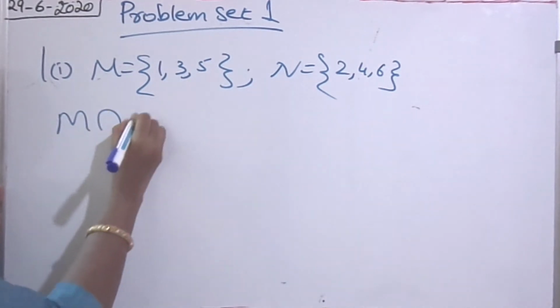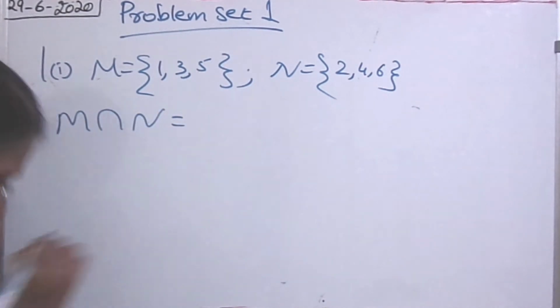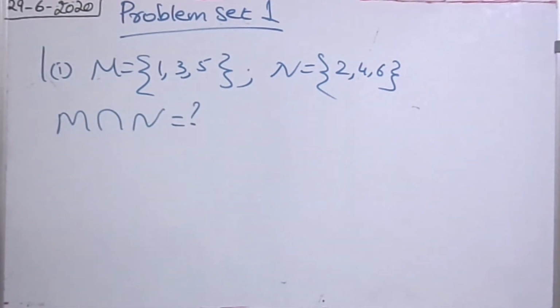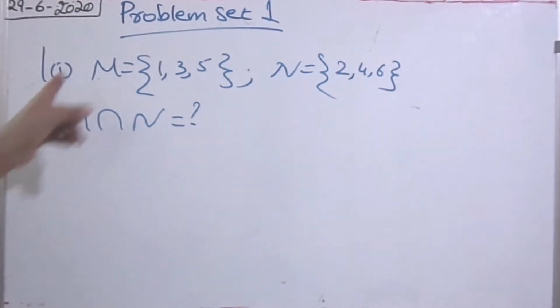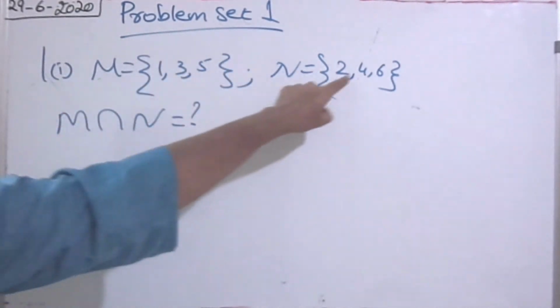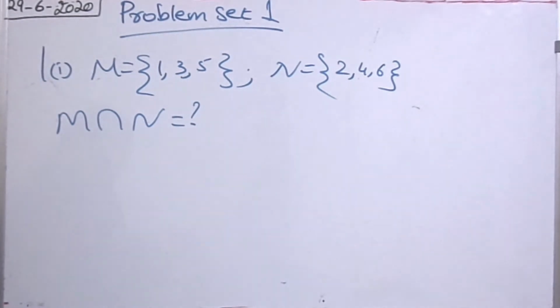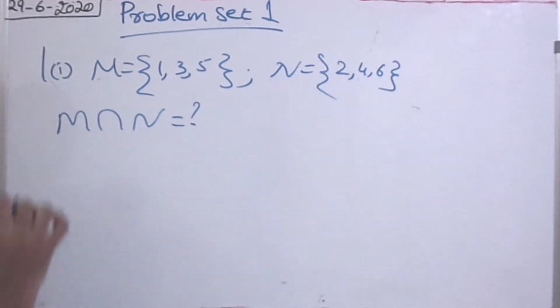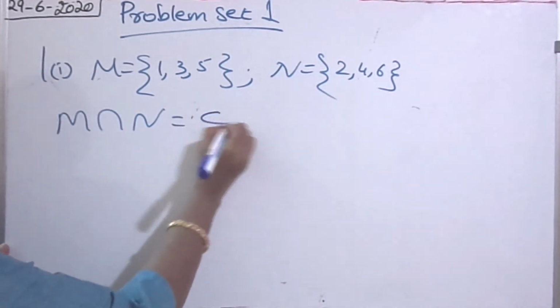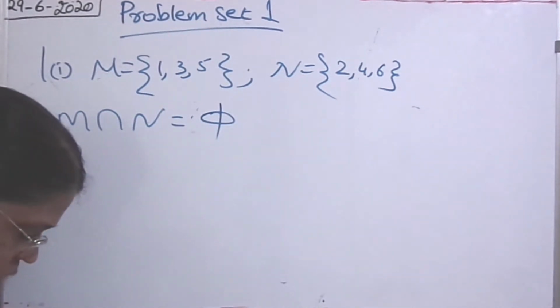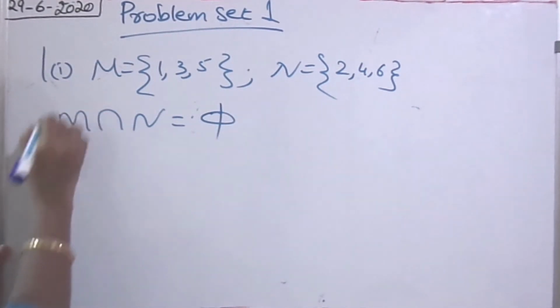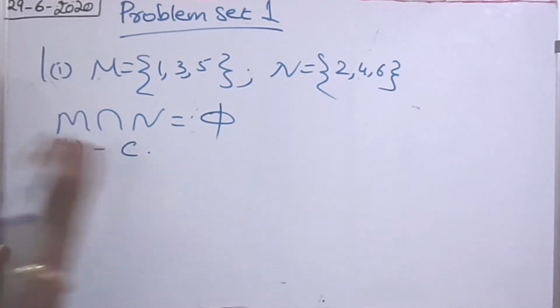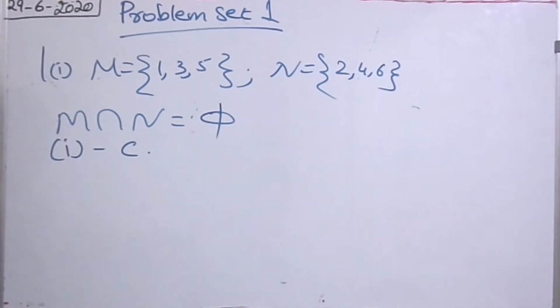M intersection N is equal to what? Okay, what do we mean by intersection? The common element. What is common here? 1, 3, 5, 2, 4, 6. No common element. So what can you say? It is empty. M intersection N is empty. So which alternative is it? Question number 1, the alternative is C. C is empty. The alternative C is giving you the answer, empty.